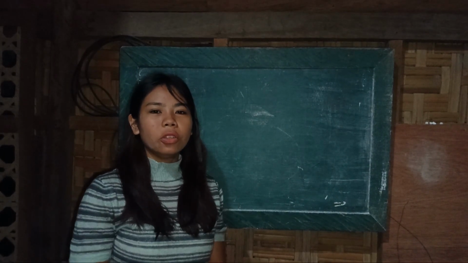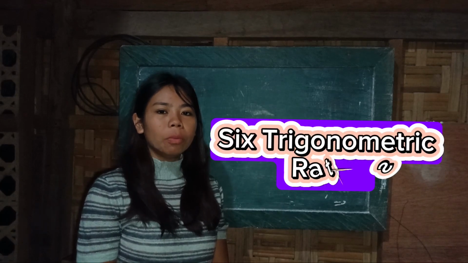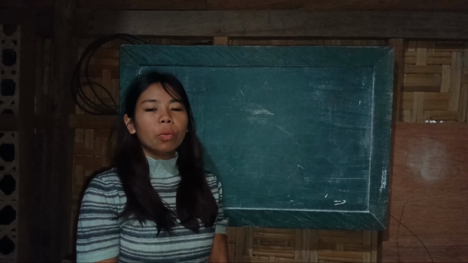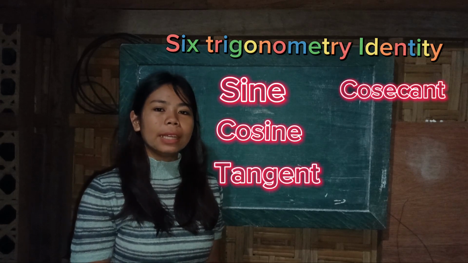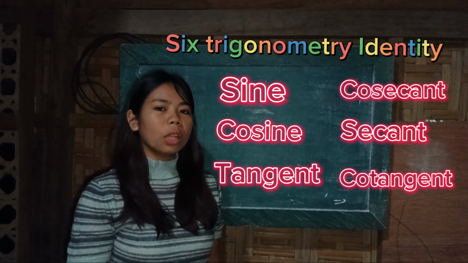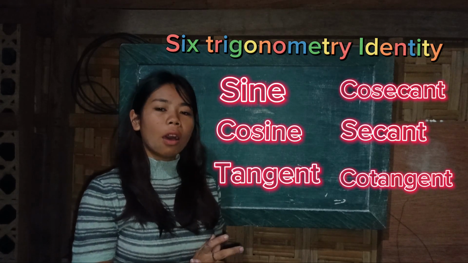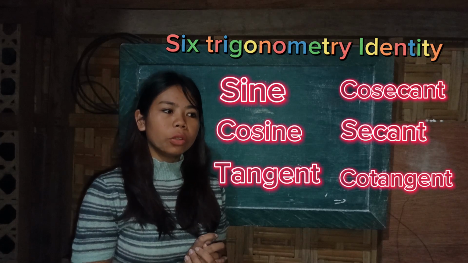So for today's video, we will talk about the six trigonometric ratios. So we have sine, cosine, tangent, cosecant, secant, and cotangent. So let's have a short review or short recap.